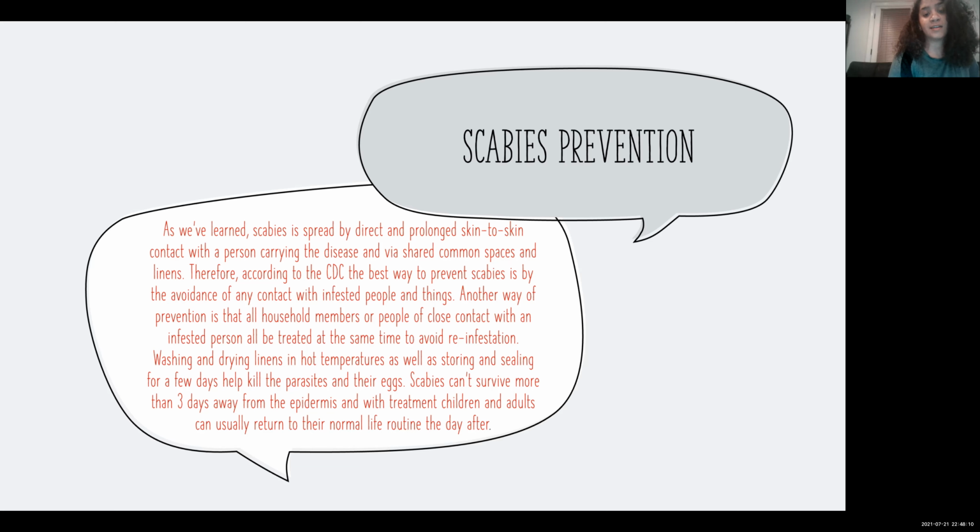Washing and drying linens in hot temperatures, as well as storing and sealing for a few days, help kill the parasites and their eggs. Scabies can't survive more than 3 days away from the epidermis, and with treatment, children and adults can usually return to their normal life routine the day after.